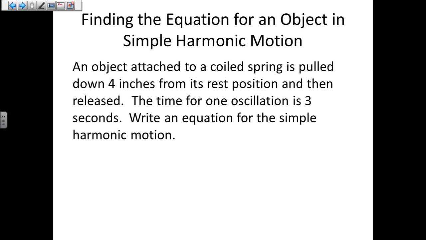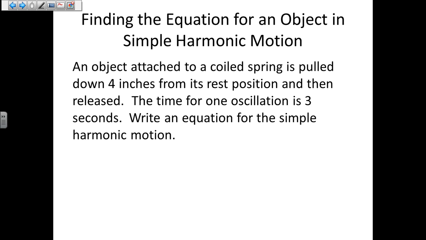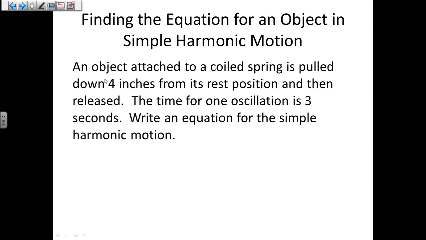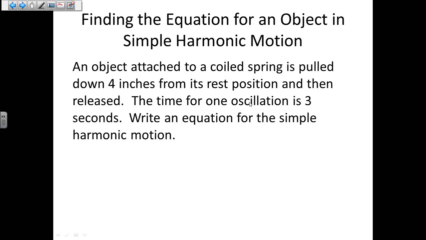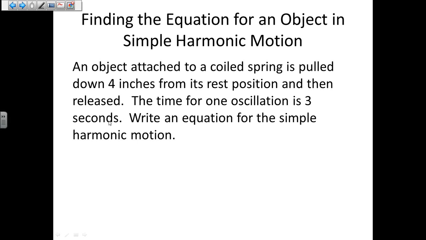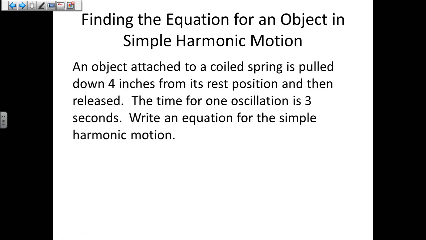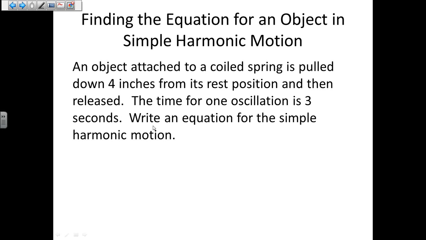An object attached to a coiled spring is pulled down 4 inches from its rest position and then released. So right there, they're telling us some information with this 4 inches, and they're also telling us that it's released away from its rest position. So that actually tells me which equation to use. The time for one oscillation is 3 seconds. So that 3 seconds is important. What is it though? We'll talk about that. So obviously we want to write an equation for this harmonic motion, picking out our important information.